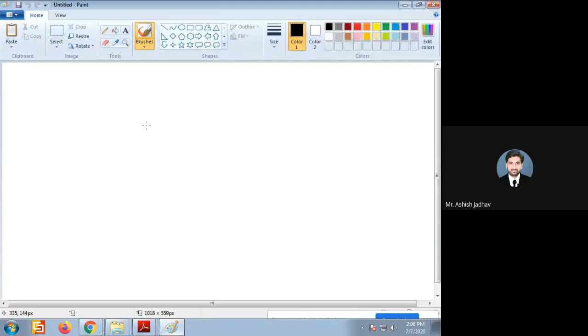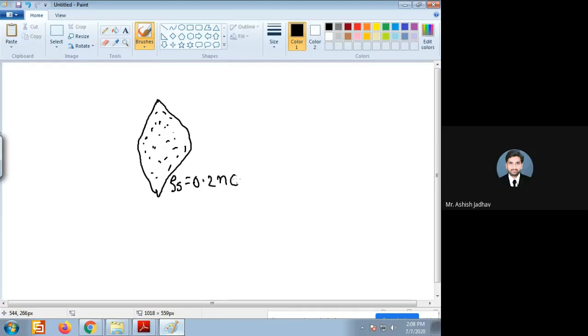Now you have a surface, you have a sheet charge. Let us assume this surface on which the charge is uniformly distributed. So what is the charge density they have given? Rho S is equal to 0.2 nanocoulomb per meter square. This is the value of rho S they have given, and it is located at x is equal to 2, right? So this is the plane where x is located.